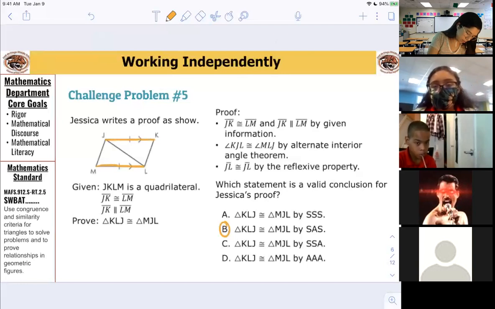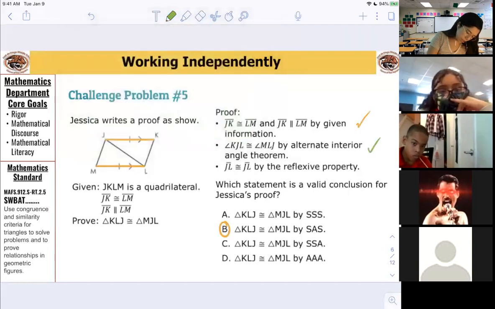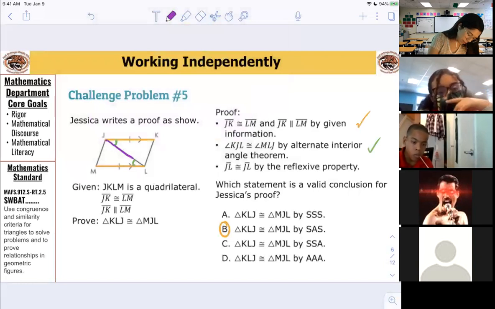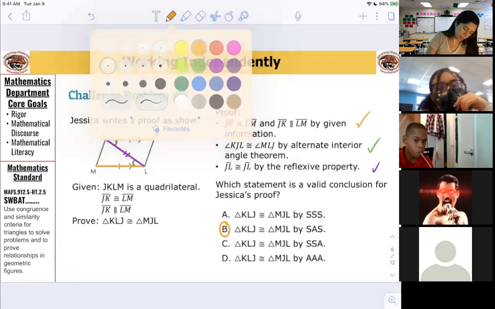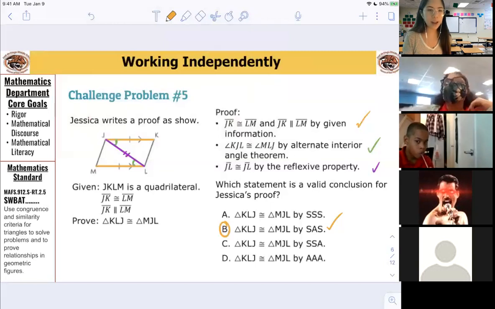One angle and another side. We know one angle because they give it to us, KJL, here it is. And the last thing they tell us is the reflexive, so there's our last side. So we know SAS, and that is correct. B is correct. SAS. Questions on number 5?